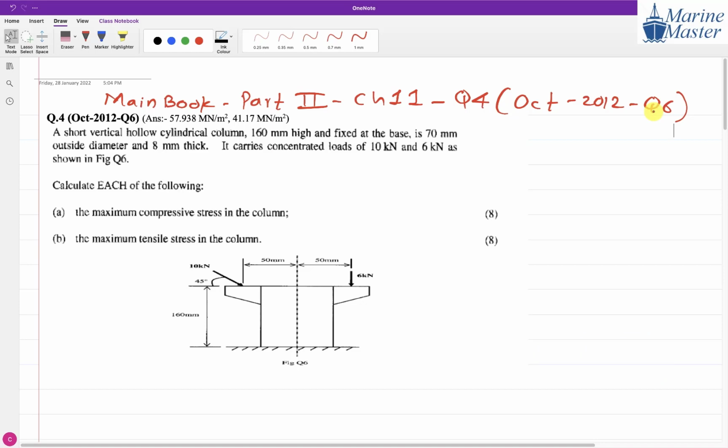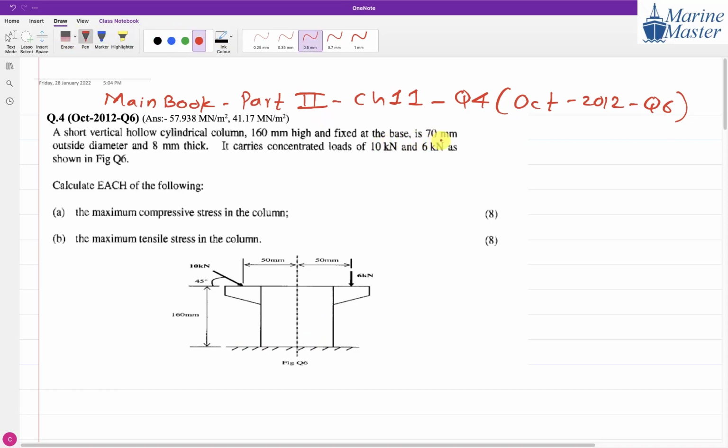Now everyone try to see the scenario here. What are they asking us in this question? We have a short vertical hollow cylindrical column, with a hollow circular cross section, 160 mm high. So the height is 160 mm, and it is fixed at the base.